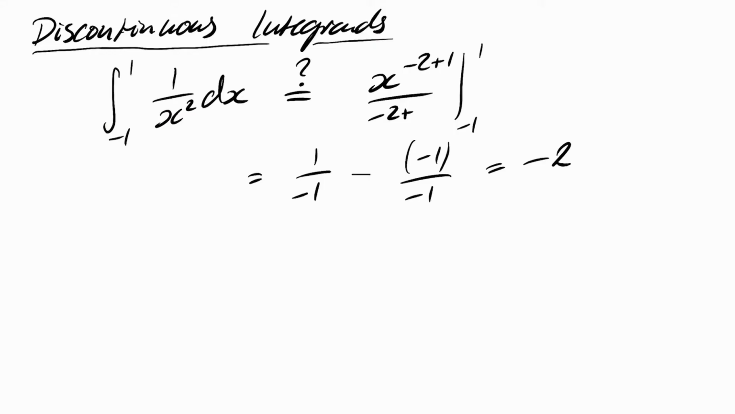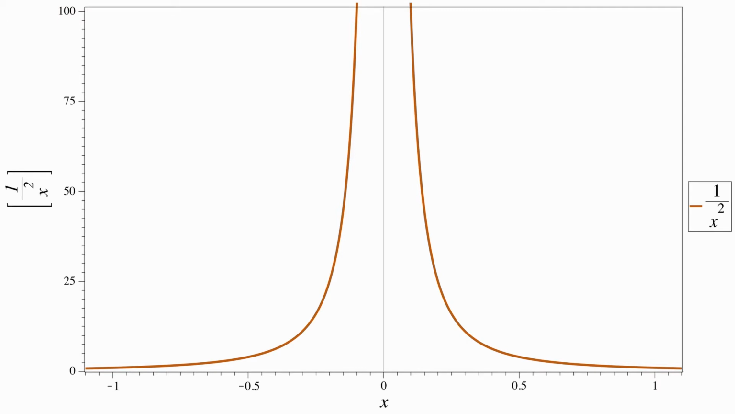Okay, so the evaluation theorem gives us a number. Why could that possibly be wrong? How can this possibly make sense when I know that the function 1 over x squared is positive everywhere in its domain? And so this integral, in some sense, is the area under those curves where there's a hole at the origin.